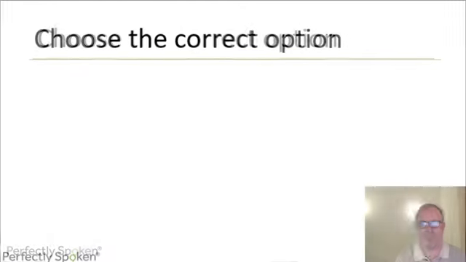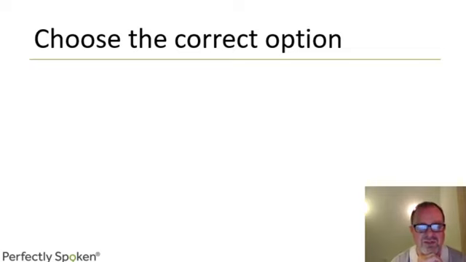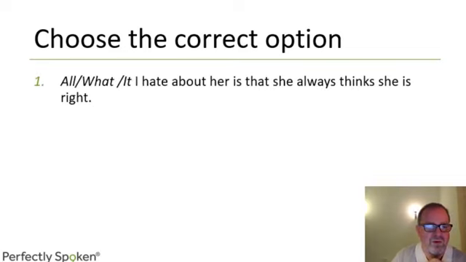Okay, so now we're going to look at some options, and you choose the best word in each sentence. So the first one, all what I hate about her is that she always thinks she's right. So what would be the best option? All, what, or it? Pause the video if you need time to think here. And the best option would be what I hate about her, the thing that I hate about her, she always thinks she's right.